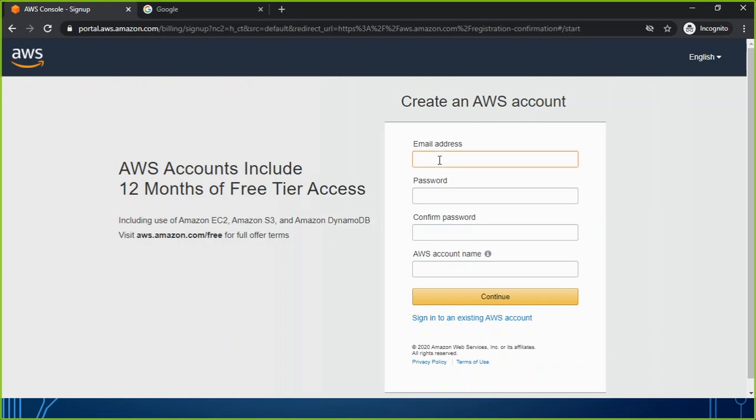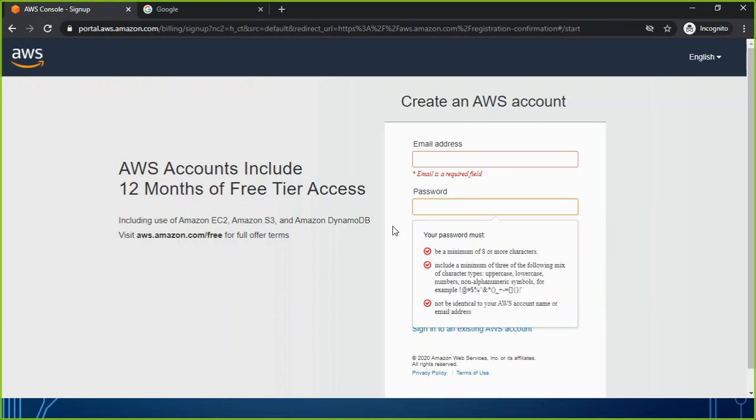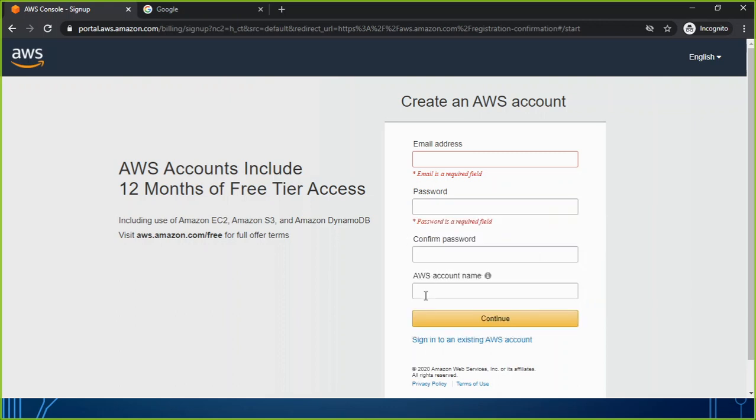You have to put your email address, password and confirm password, then any account name which you feel nobody already has, then you continue, and it will ask you the next questions like your phone number, your email, your credit card number, and so on. Then it will send you an OTP on the phone and email, and you have to confirm, and thereafter you will be able to use this free account.